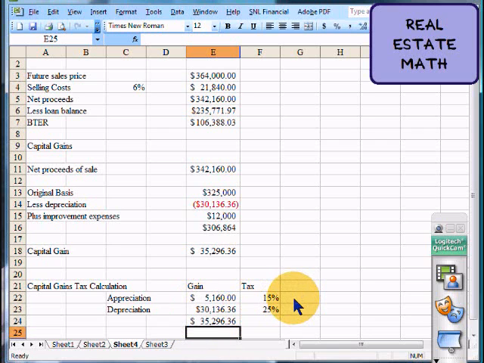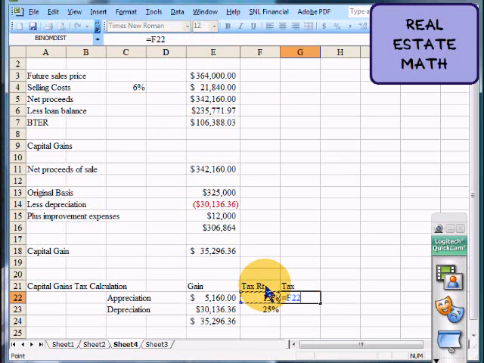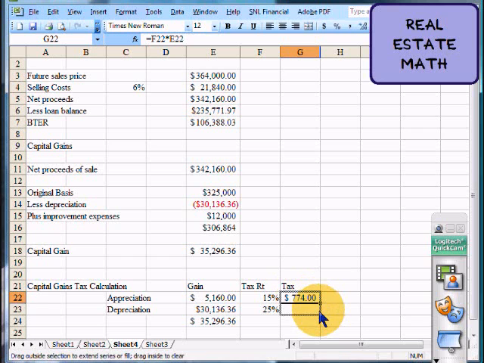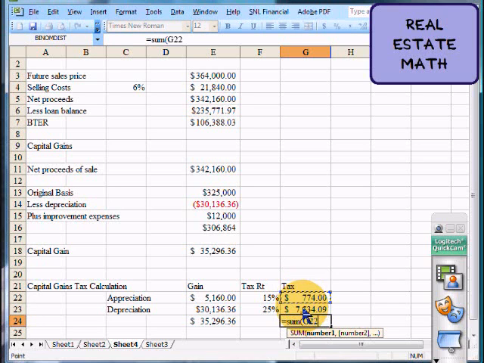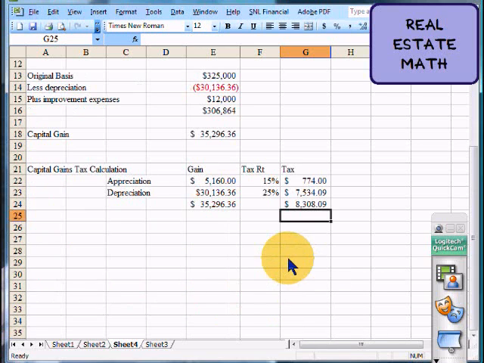And let's calculate out what those taxes are. So the tax rate there, we'll just call that the rate, and we'll put the taxes out here, and it's 15% times our gain, and we'll just drag that down, $774, and we have, I'll make that a little wider so we can see it, $7,534.09 is our tax on the depreciation recapture. And so our total value for our taxes is the sum of those two, $8,308.